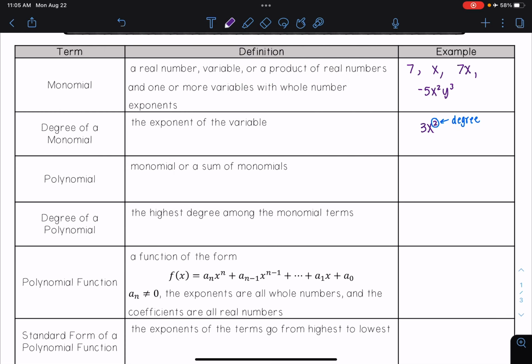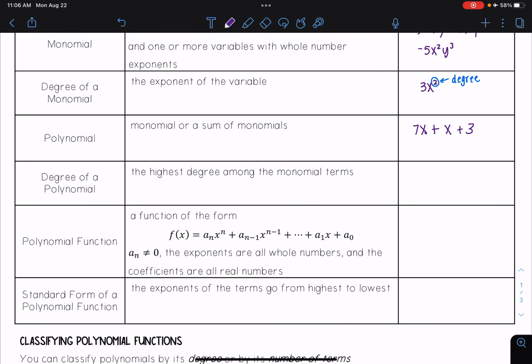Now, a polynomial, on the other hand, is a monomial or a sum of monomials. So, for instance, looking at my list here, a polynomial could be 7x plus x plus 3. So, it's just a bunch of monomials added or subtracted from each other.